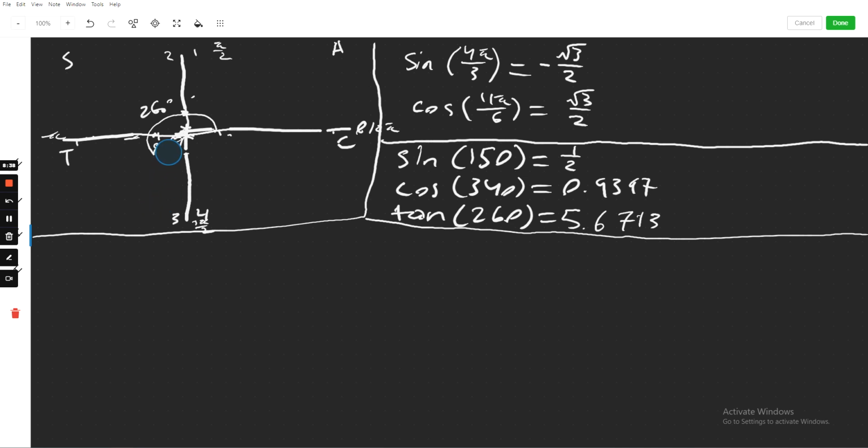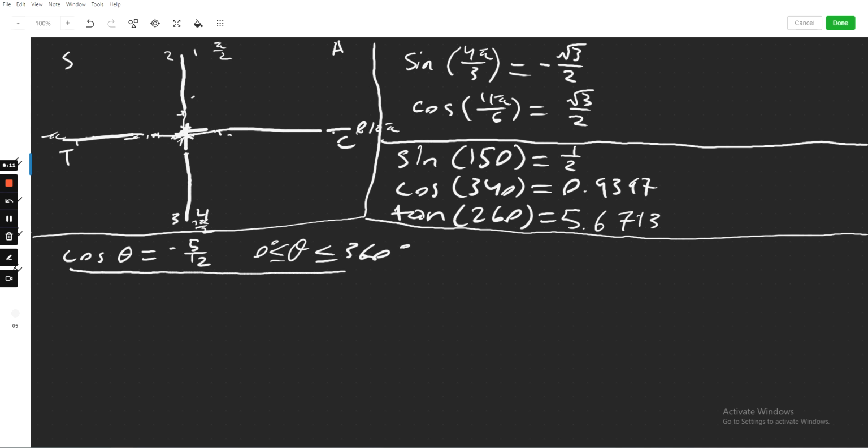Now we can move on to a word problem, actually. This word problem is in 3 parts. It is asking, given cosine theta equals negative 5 over 12, where theta is within 0 degrees and 360 degrees. So we have this given to us. Part A is asking, in which quadrant could the terminal arm of theta lie in?